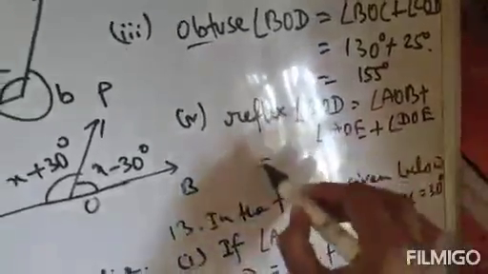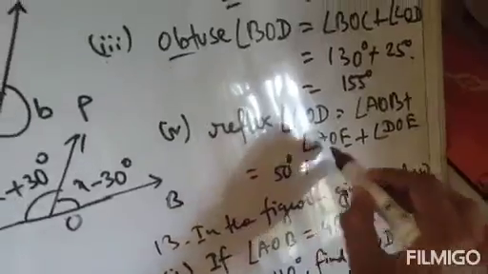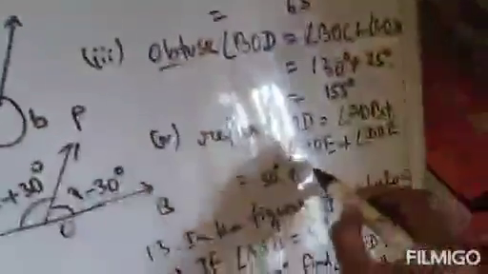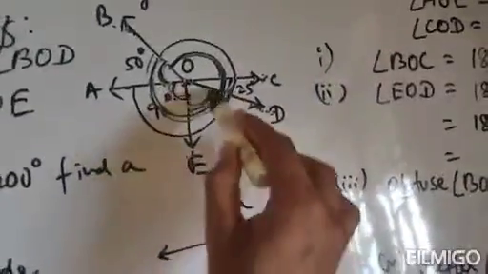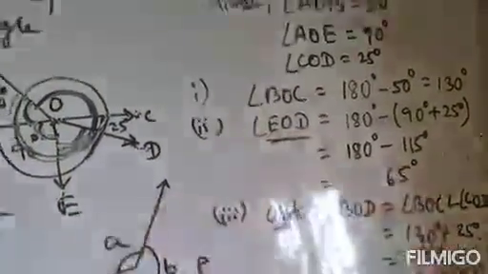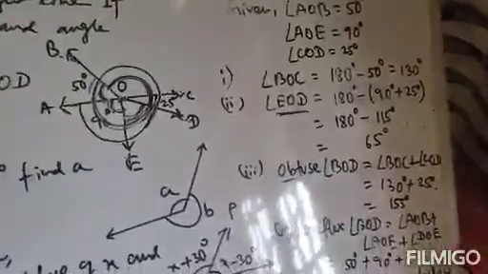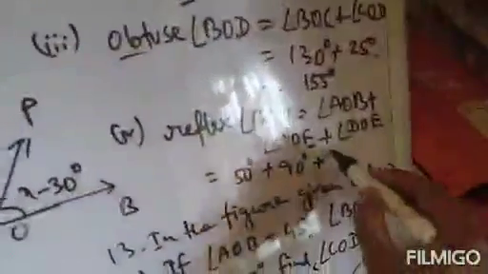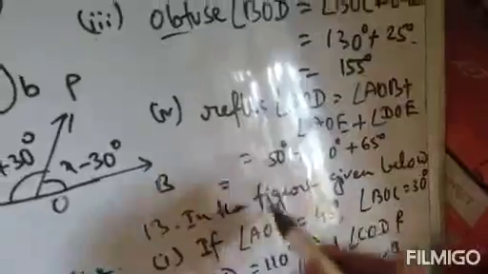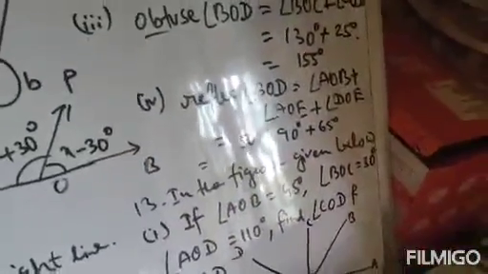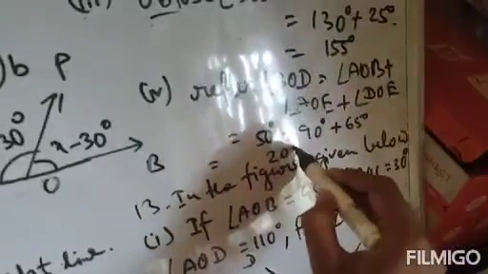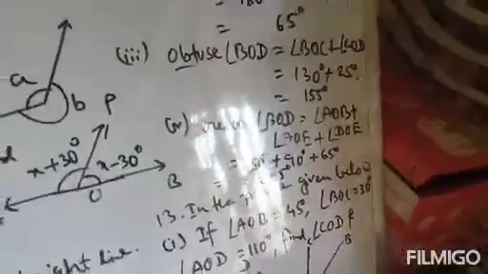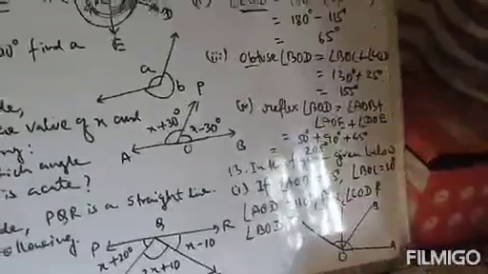Now put value. So AOB is given as 50 degree. Then AOE also is given 90 degree. And DOE, this portion, EOD and DOE are the same. So it is 65 degree. Now just add. 50 and 90 are 140. 140 and 65 are 205. So 205 degrees. So see, the range is already in between 180 degree and 360 degree. 205 degree is the answer.